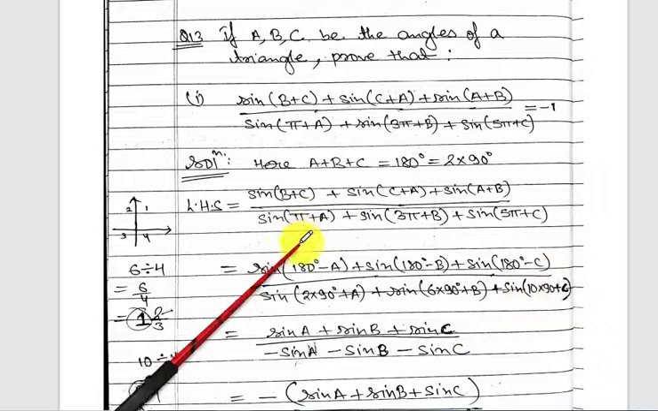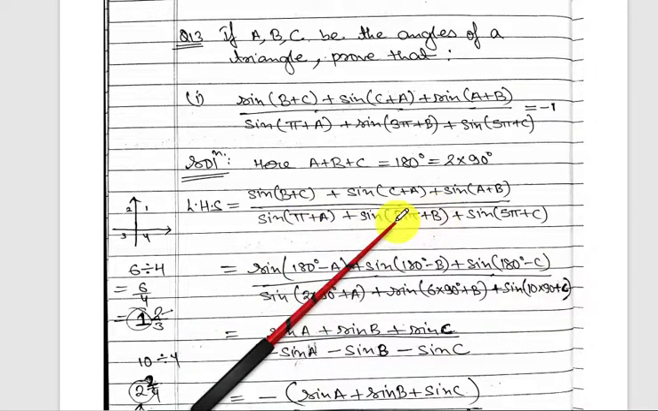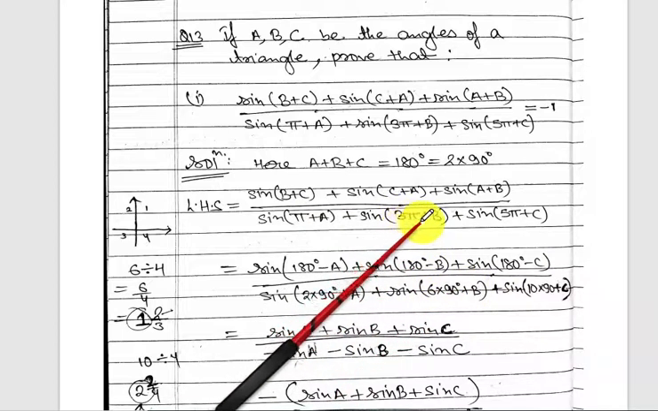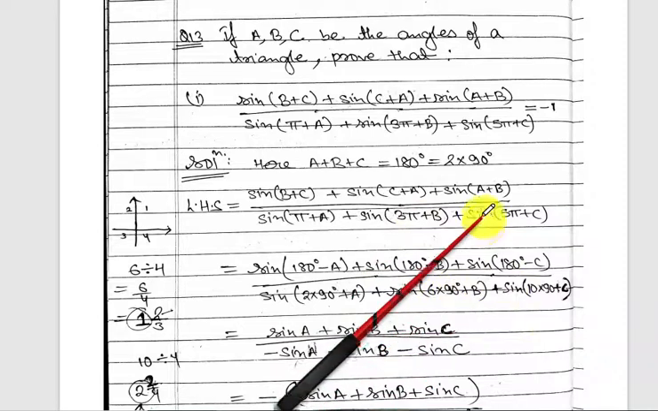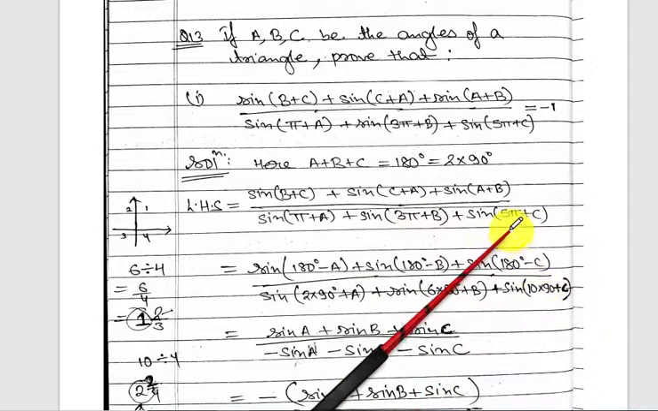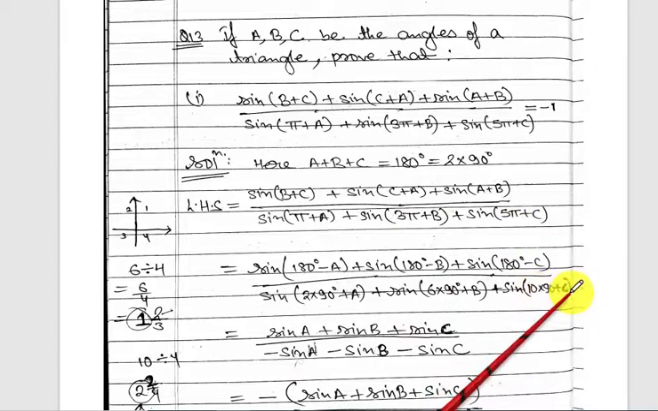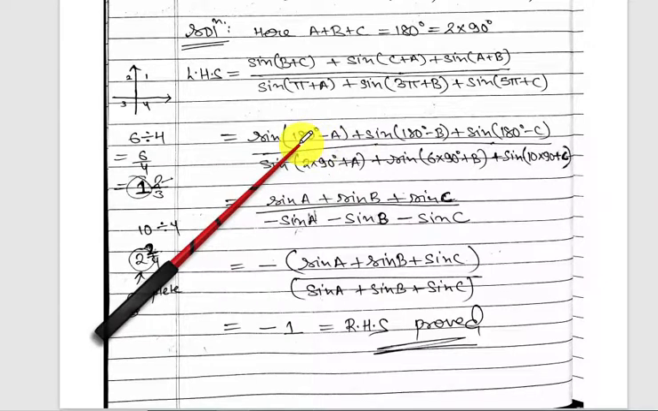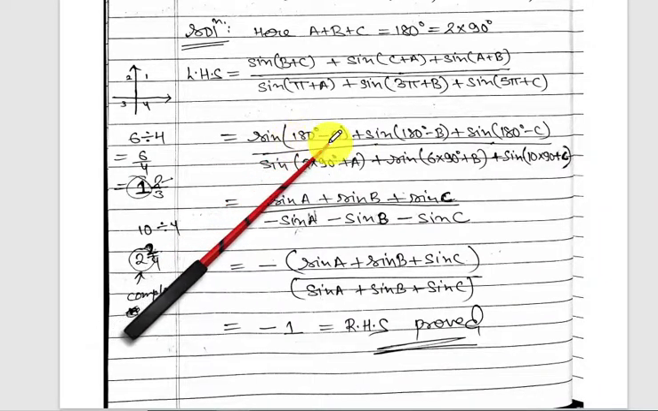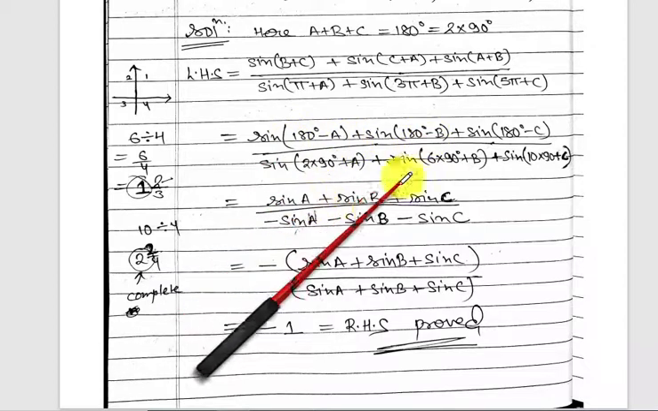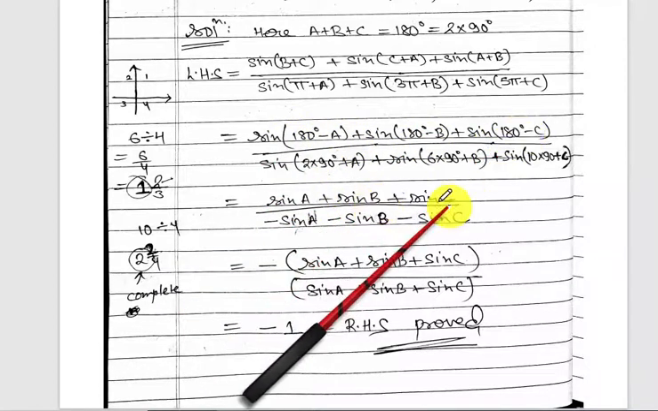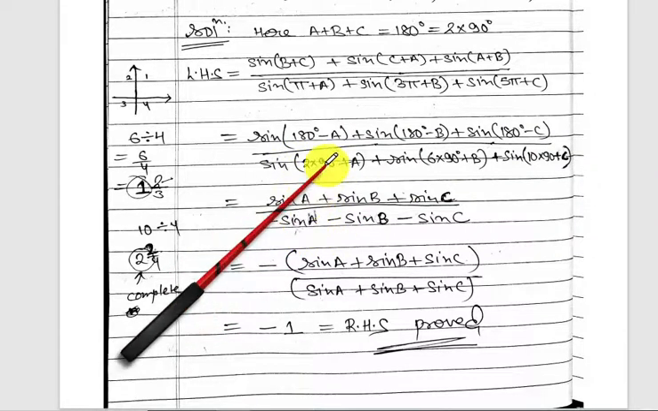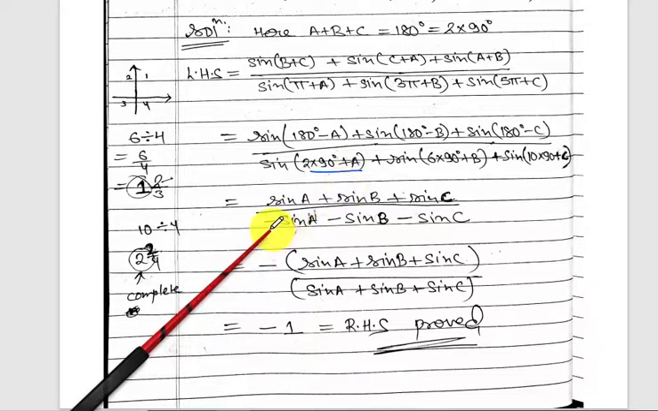And this pi means 2 into 90, 3 pi means 3 into 2 into 90, so it will become 6 into 90. And 5 pi means 5 into 2 into 90. So rest you know. So let's see the numerator. This can be written as 2 into 90 minus A, which will become sine A. This will become sine B, this will become sine C, and this will become minus sine A, because 2 is even, so sine only, but the whole angle lies in the third quadrant, and in the third sine is negative, so minus.